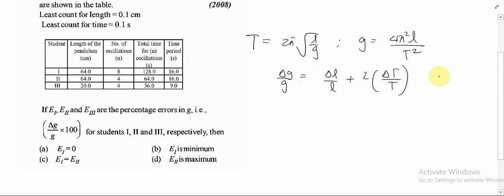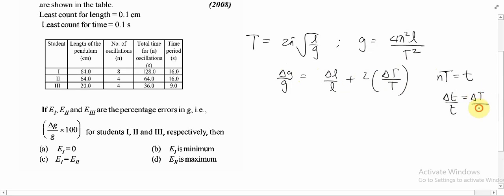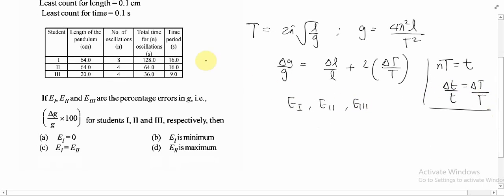Now I can write for n oscillations, if the time taken is T, I can write n into capital T, that is the time period, is equal to total time taken T, or I can write delta T by T is equal to capital letter delta T by T. Okay, so using these relations I can find delta G by G for E1, E2 and E3, but there is a trick. You don't need to find all these things.